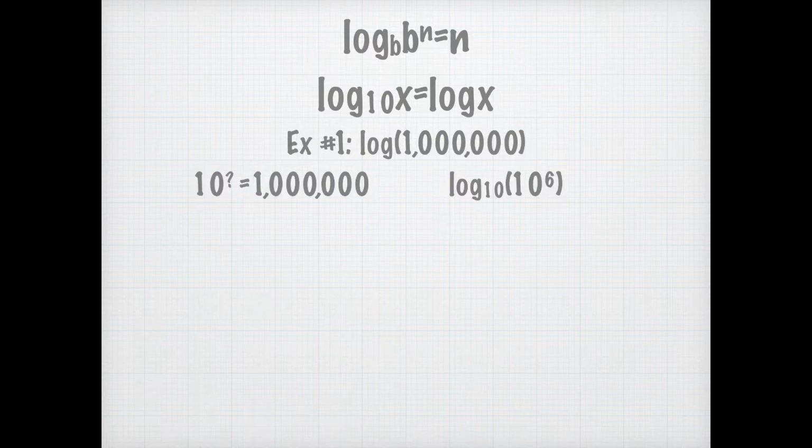So there are two ways to do it. The first way is you can undo this log. Remember, it would be log base 10 of 1,000,000. So I could say 10 raised to the what equals 1,000,000. So that's what I have on my left-hand side here. 10 raised to the what equals 1,000,000.